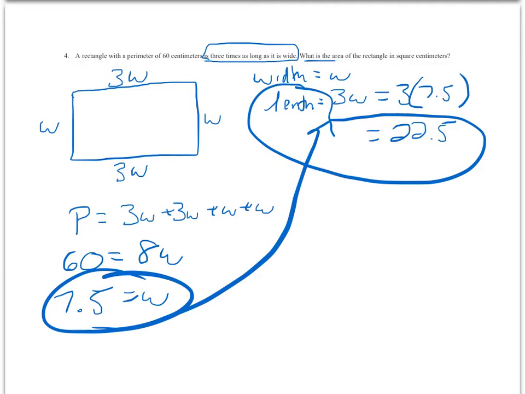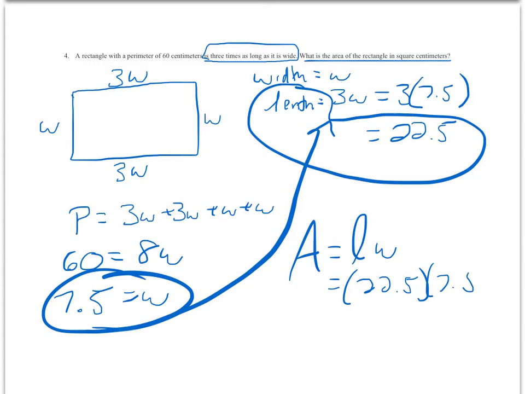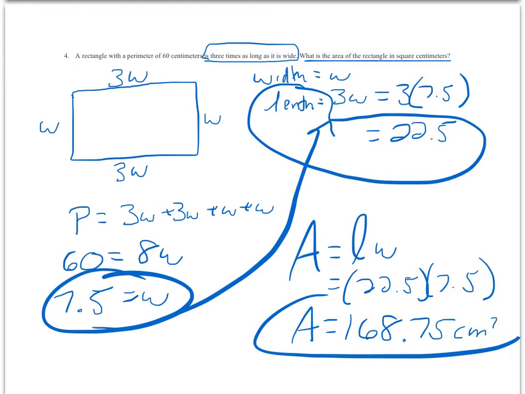The question is, what is the area? Area of a rectangle is length times width. So that is 22.5 times 7.5, which is 168.75 square centimeters. It's the area.